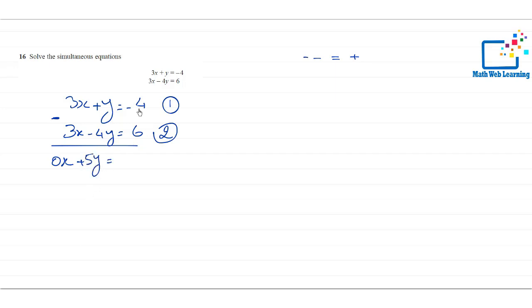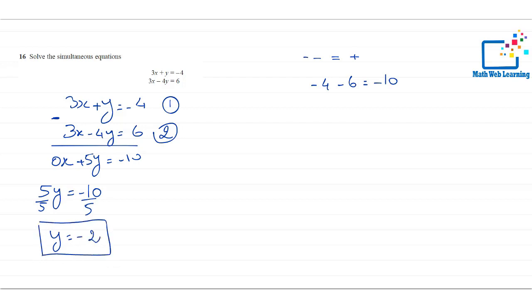And then we have minus 4 minus 6. We've got minus 4 minus 6. That gives you minus 10. So that is minus 10 here. So for y, we need to solve this. You divide by 5 here, you divide by 5, and you get y equals minus 2. That is the value of y.